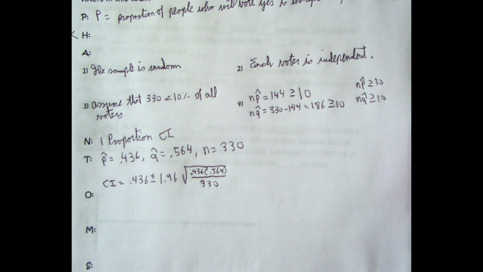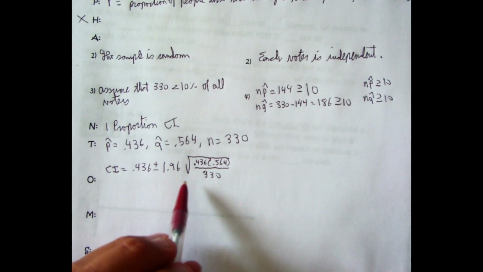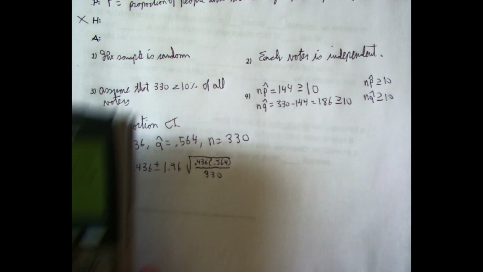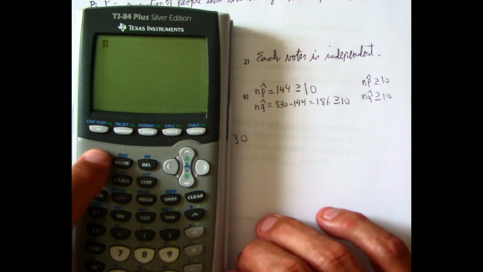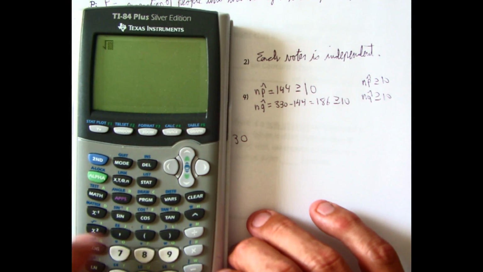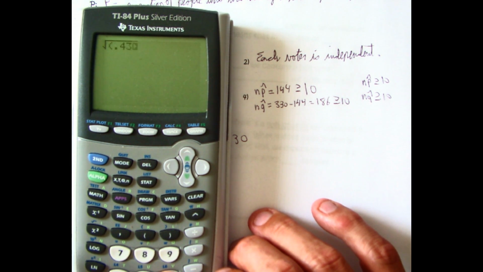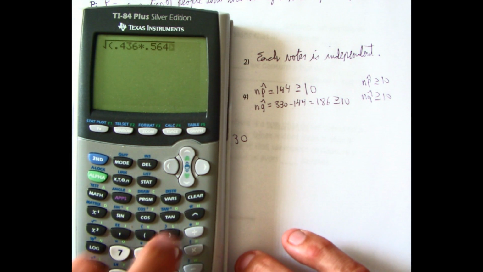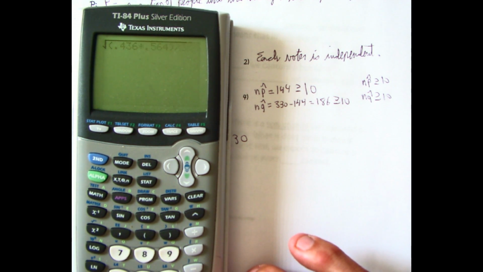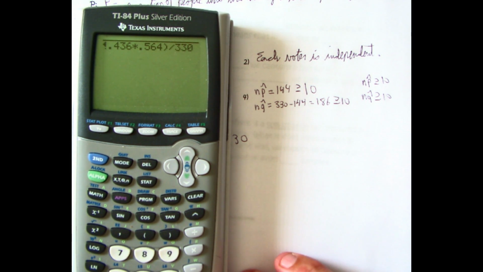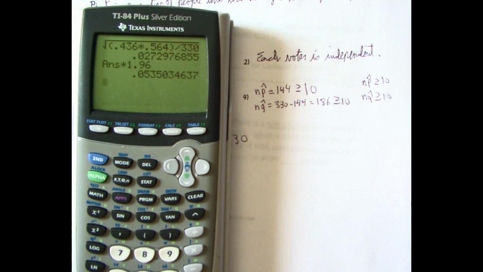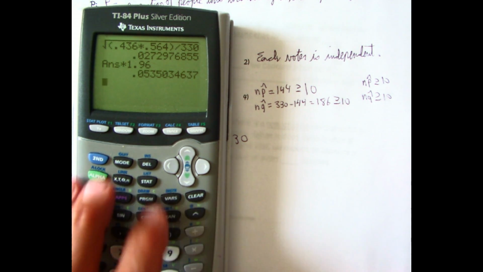Okay, so if I was to calculate this out, I would probably calculate this first. So let's do that. Let's do the square root, and then we'll do open parentheses 0.436 times 0.564, close parentheses, divided by 330, because that whole thing is under the square root, and then I'm going to multiply that times 1.96. So it's 0.0535.